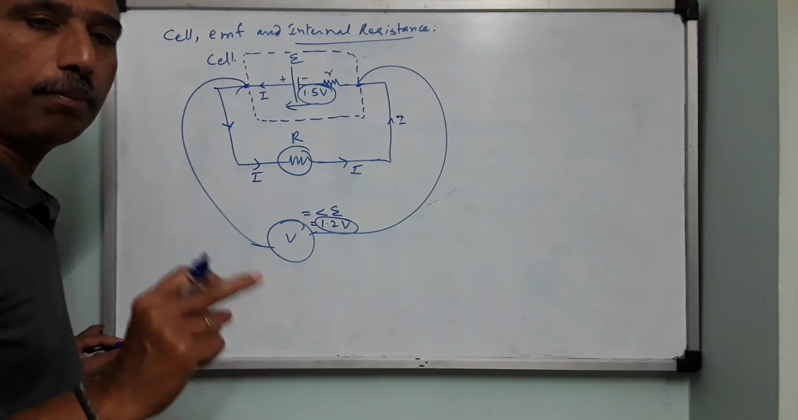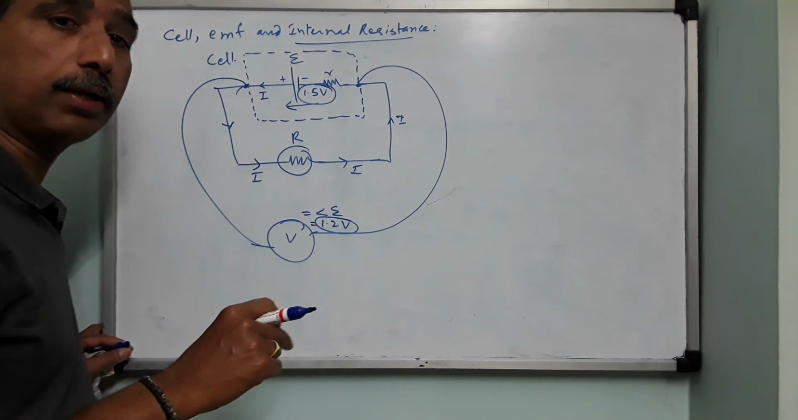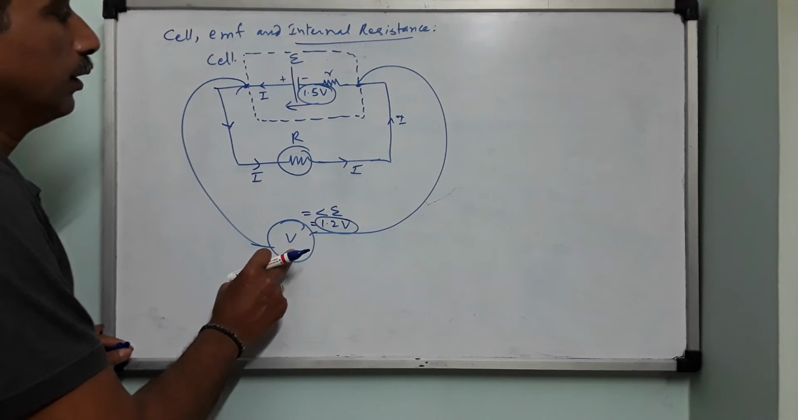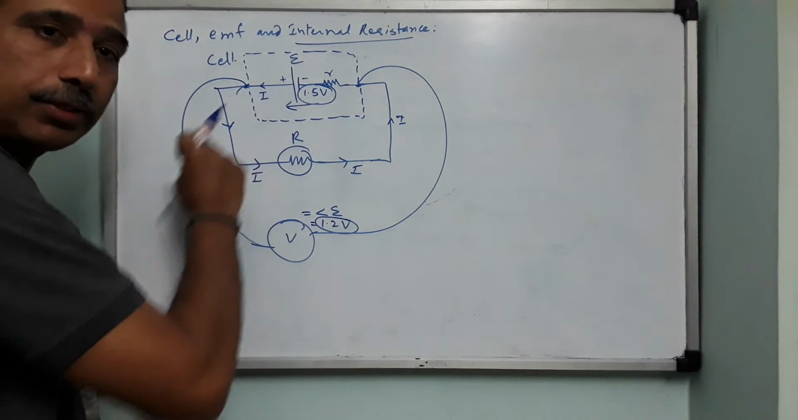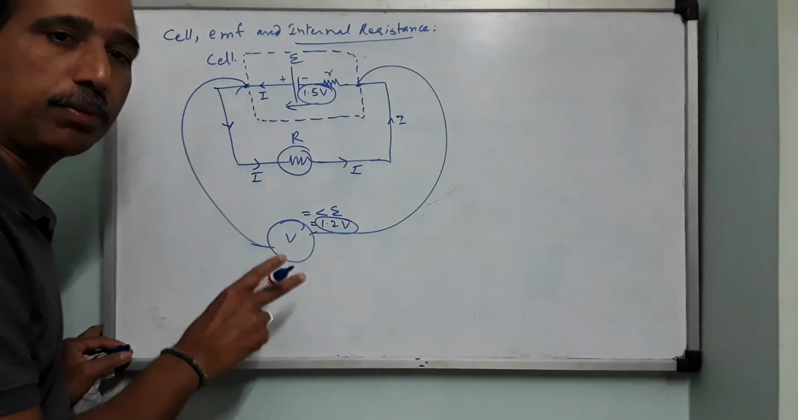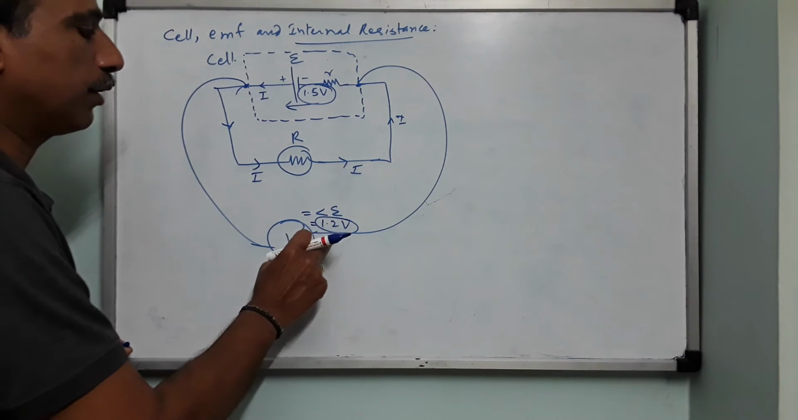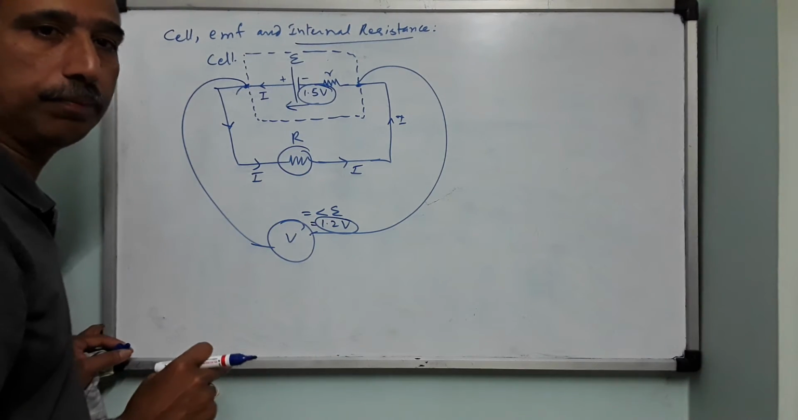The voltage measured across the terminals of a cell when no current is drawn from it is known as what? EMF. Now this one. The voltage measured across the terminals of the same cell when current is drawn from it is known as potential difference or terminal potential difference of the cell. In general, the terminal potential difference value will be less than the EMF value of the cell.